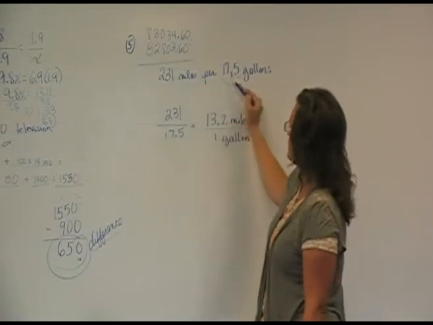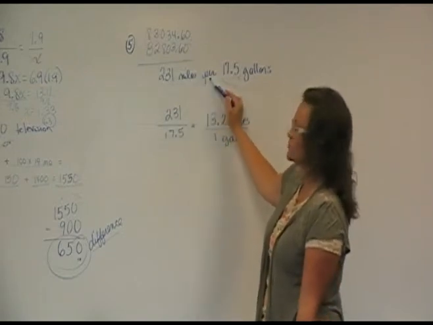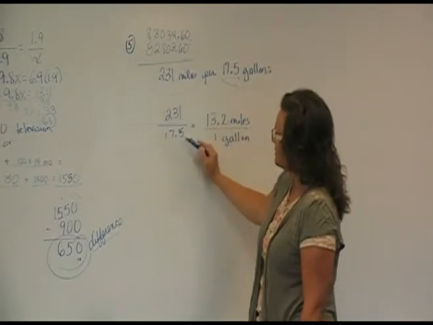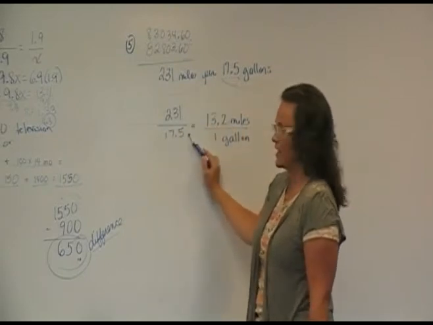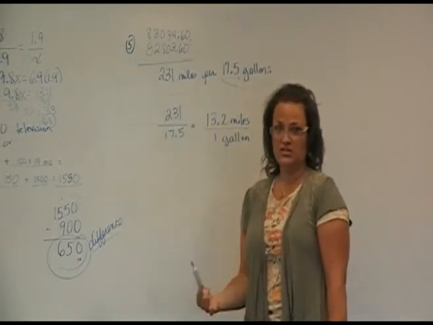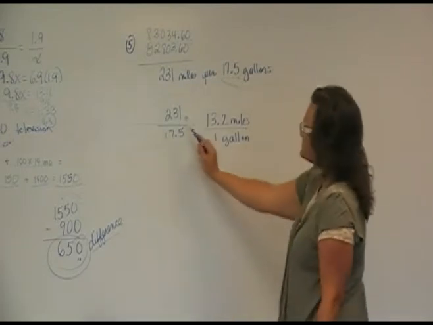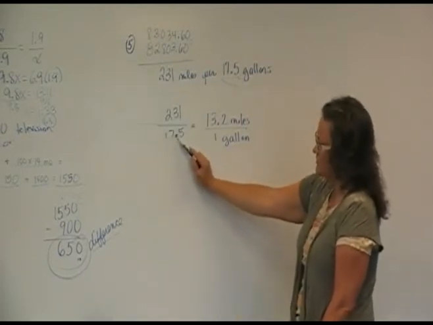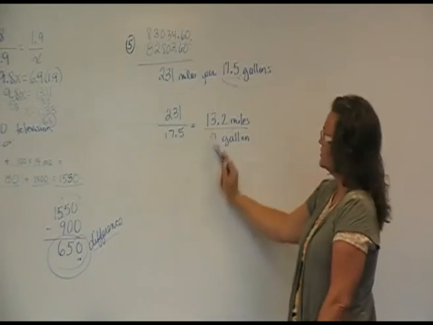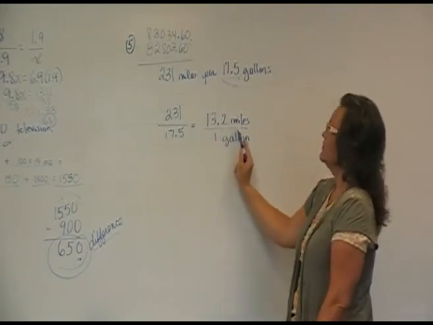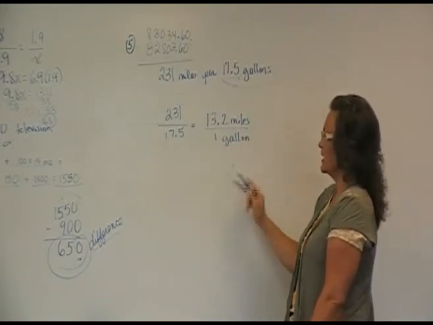So 231 divided by 17.5, that's a miles per gallon question. When you divide, it will figure out how much per 1 gallon. And that the per usually means division, so division problem. So 231 divided by 17.5, you can use your calculator, is 13.2 miles per, now that would be 1 gallon, or miles per gallon.